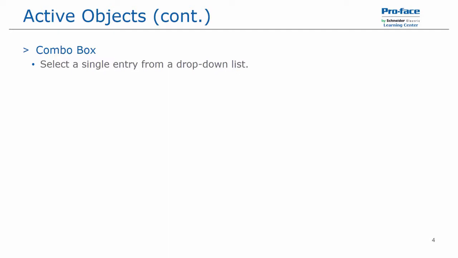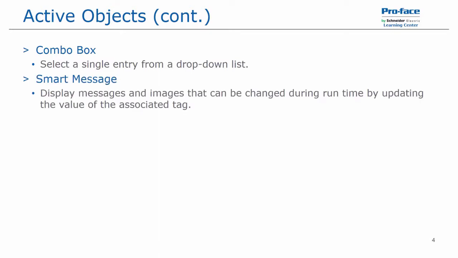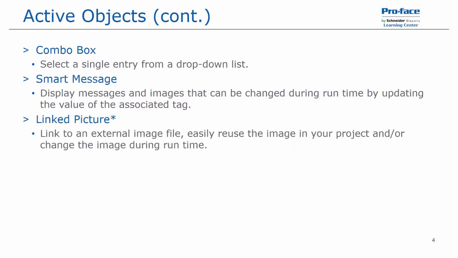Then we have the combo box, and this is a drop-down list similar to what you would see on a web page or any other user interface where you have a list of multiple items you can select from. The smart message is like the message display in GP Pro EX. It allows you to display text or an image that can be modified or changed during runtime based on the value of an associated tag.